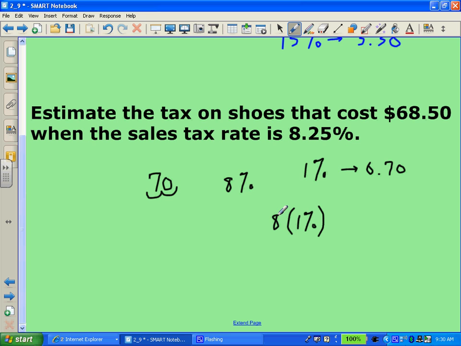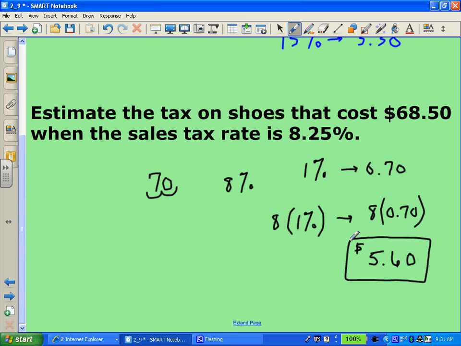Okay? Now I want 8%. So I'm going to take 8 times 1%, which would be the same as doing 8 times 70 cents. And when I do that, I come out with $5.60. So the approximate sales tax on shoes that cost $68.50 would be about $5.60.